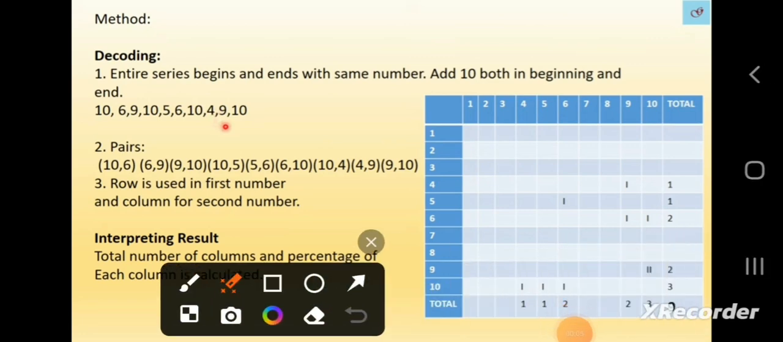Every pair overlaps the other pair. Total tallies of the matrix is n. That is 10, 6, 10, 6, 6, 9, 9, 10. So in the matrix, n minus 1, that is one less number, is marked. In the above example, n is equal to 10, so n minus 1, that is 9 numbers, will be marked.